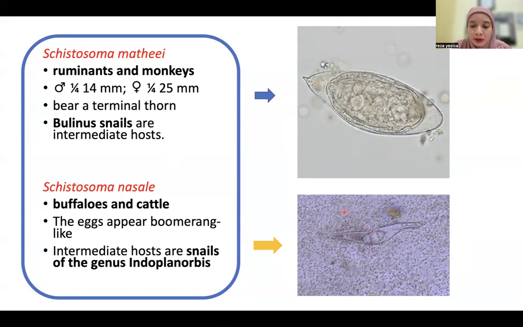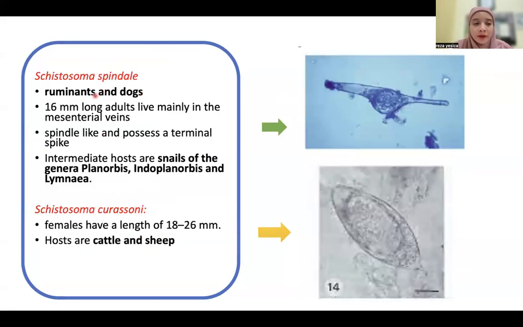Next, we have Schistosoma nasale. It infects buffaloes and cattle. The egg appears like a boomerang, like this one. And intermediate hosts are snails from the genus Indoplanorbis. And we have also Schistosoma spindale, which infects ruminants and dogs. They are mainly found in mesenteric veins. The egg is like a spindle with a terminal spike. The intermediate hosts belong to the genera Planorbis, Indoplanorbis, and Lymnaea.